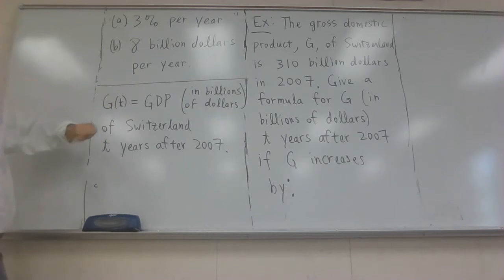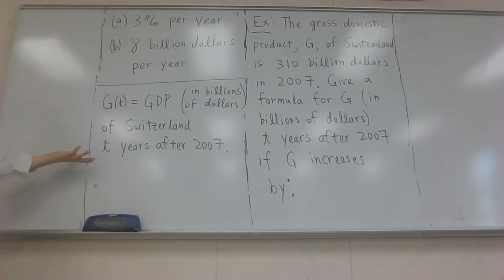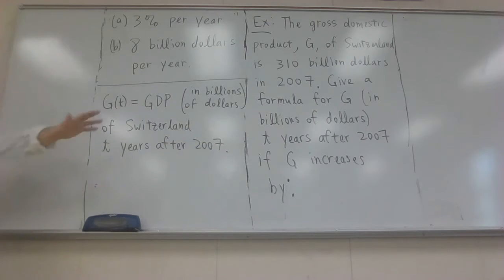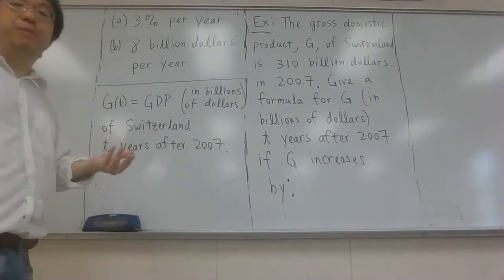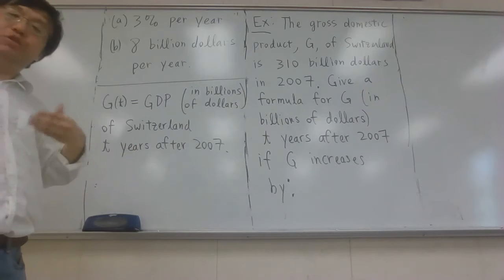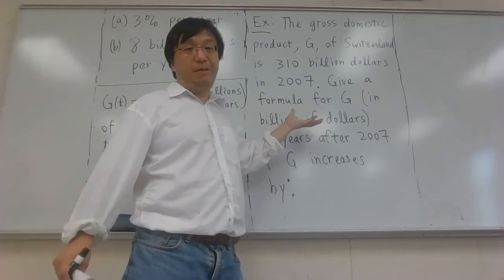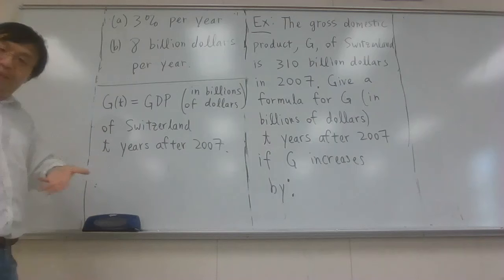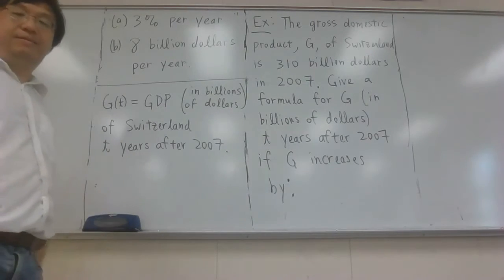making future predictions of the GDP of Switzerland in units of billions of dollars, not units of dollars, T years after 2007 AD. And again, note that the units is in billions of dollars. A standard mistake that people make is to use units of dollars instead of the one that the question asks, and then they lose points for that.